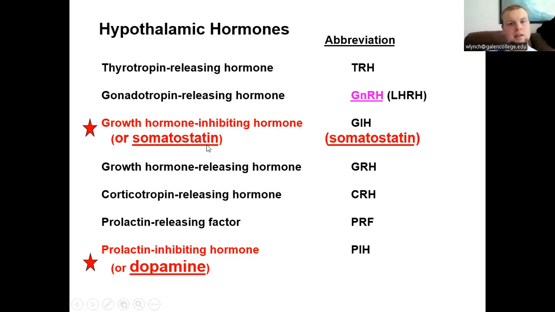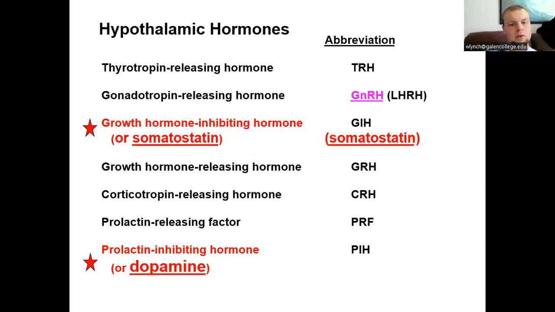GHIH, which is somatostatin, growth hormone inhibiting hormone, right? This is going to be secreted, and it's going to stop the release of GH from the pituitary. Growth hormone releasing hormone, the opposite of somatostatin. Here we have GHRH, which is going to stimulate GH release from the anterior pituitary.